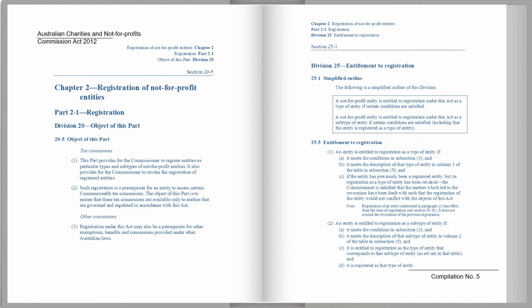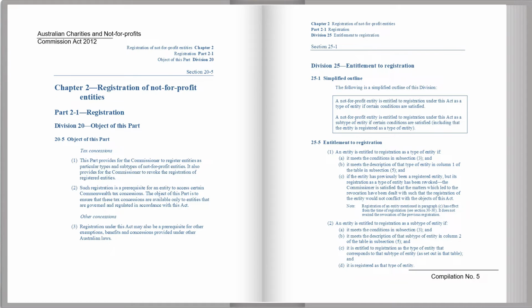Chapter 2 Registration of Not-for-Profit Entities. Part 2-1 Registration. Division 20 Object of this Part. 20-5 Object of this Part: Tax Concessions.